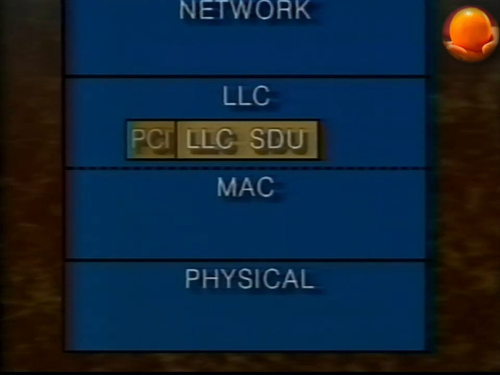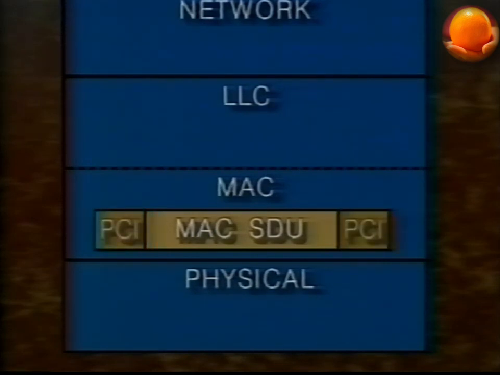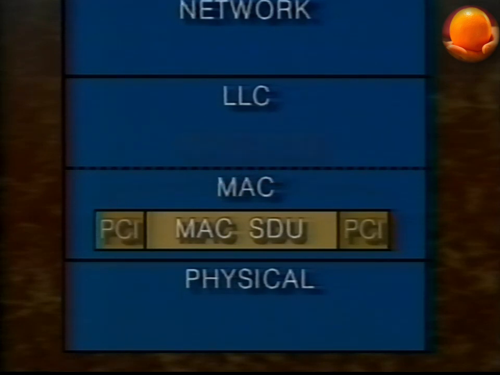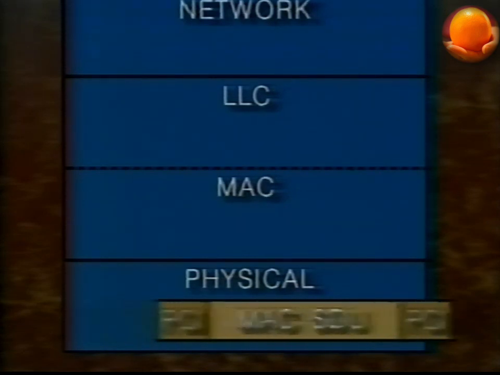The LLC entity passes the LLC PDU down to a MAC entity in the form of a MAC SDU. The MAC entity adds its own set of control information to the MAC SDU to create a MAC PDU, or MAC frame. The MAC entity uses the services of a physical layer entity to broadcast the MAC PDU into the network.